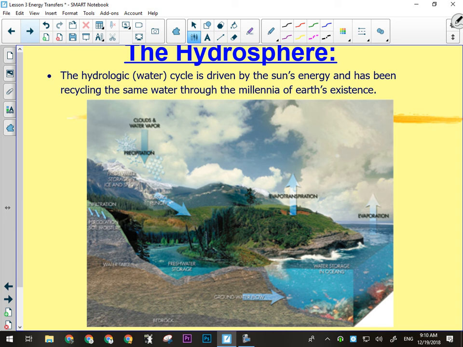Now, up until now, you've just learned about the water cycle for its own sake. The water cycle is the water cycle. It's how all the water moves around. And I'm not saying that's not important. It is. We're looking at the water cycle from an energy perspective.